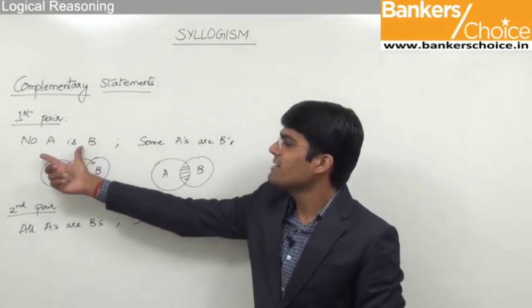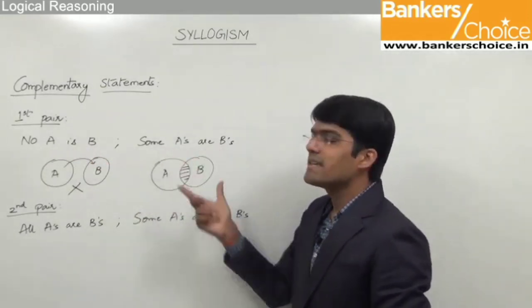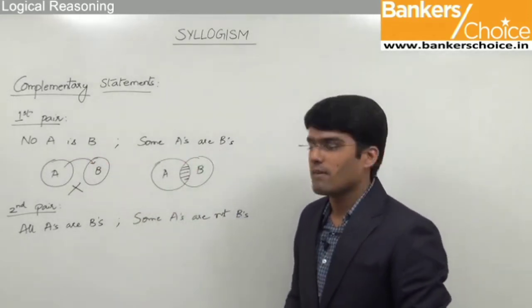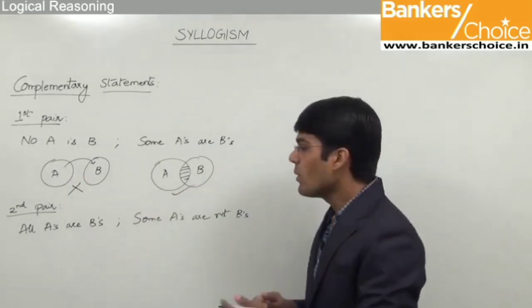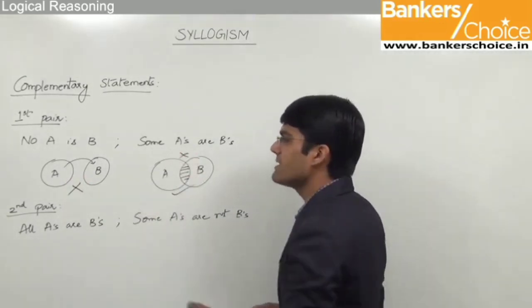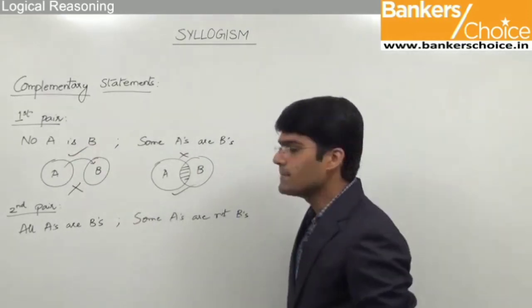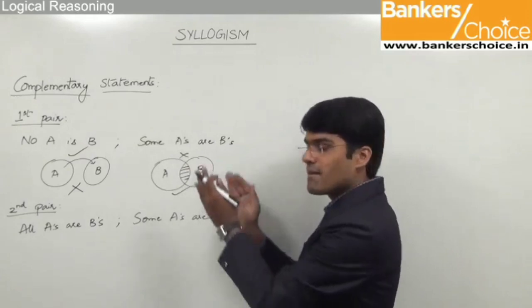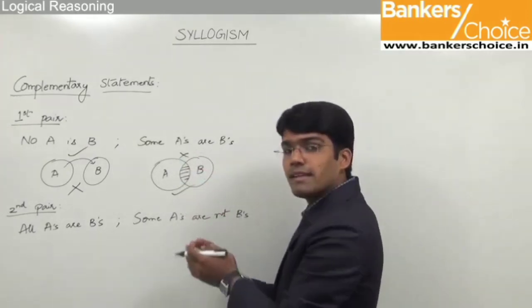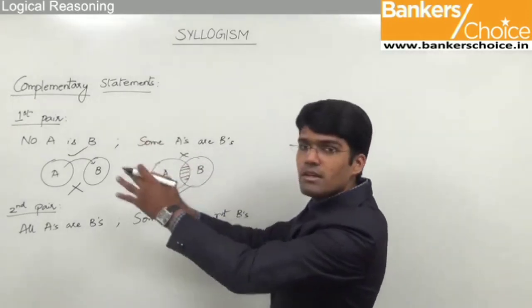So the statements "no A is B" and "some A's are B" form a complementary pair. Why? Because when this is false, this should be definitely true. And likewise, for this statement to be false, this statement has to be true. That means when we say that "some A's are B's" is false, some A's are B's fails. In that case, no A is B should be true.